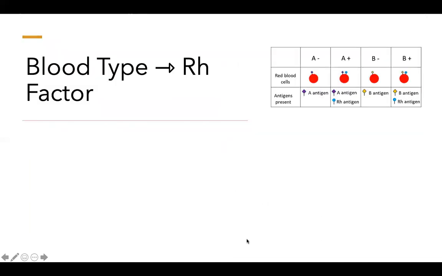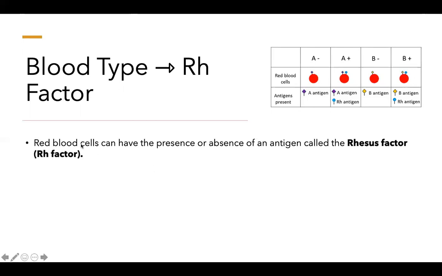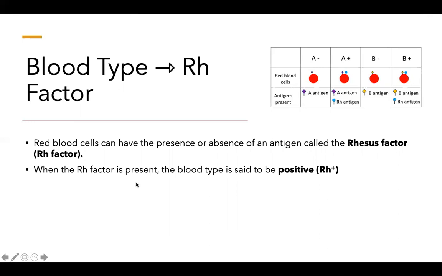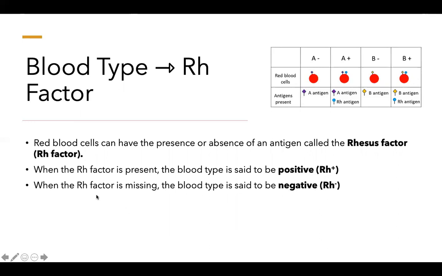Okay, so we've covered the ABO group. Let's talk about something called the Rh factor or the rhesus factor. So blood cells can have the presence or absence of an antigen called the rhesus factor or Rh factor. When the Rh factor is present, the blood type is said to be positive or Rh positive. And when the Rh factor is missing, the blood type is said to be Rh negative, denoted here.